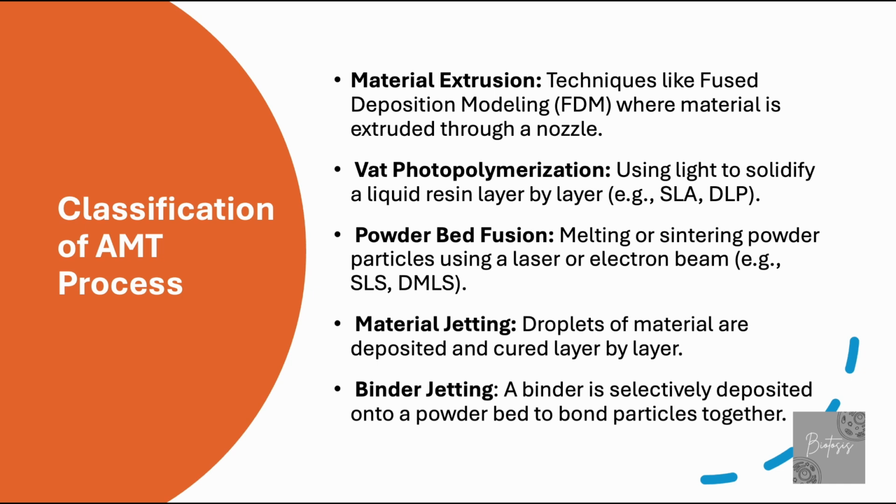What is vat photopolymerization? This is using light to solidify a liquid resin layer by layer. Like resin jewelries are there, right? It's in liquid format, then we do some treatment to it, and then it solidifies. Sometimes in simple sunlight also they solidify. So depending upon what type of material we are using, we can do that.